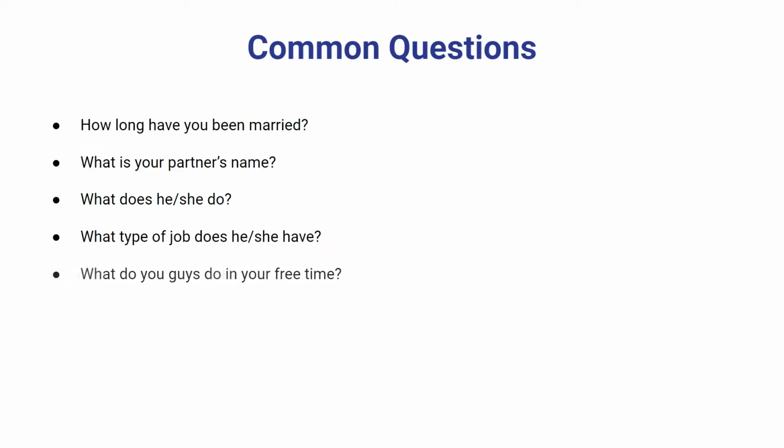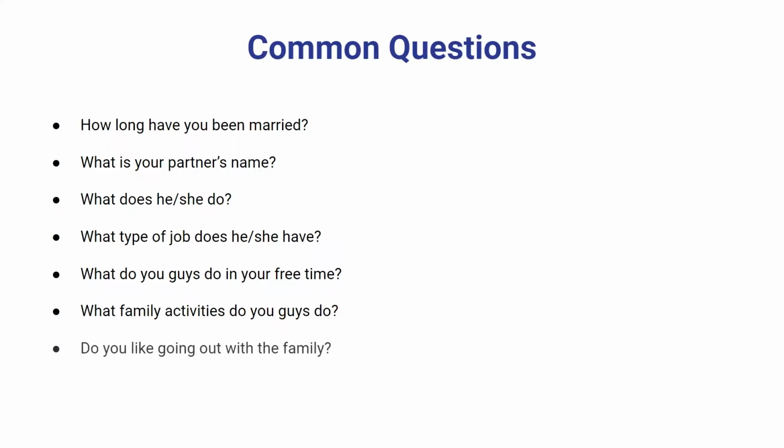Next, he may ask, what do you guys do in your free time? And you can mention any free time or leisure activities that you guys do. So if you go on a walk, or you play a game, or watch some TV show, you can mention anything like that. What family activities do you guys do? So what other activities do you do with your family? This could be having a family dinner, playing with your kids, or just having small talks with the family at the dinner table. Do you like going out with the family? So if you do like to go out with your family and you like to go to a picnic or go to the park or go to the beach, you can mention that here.